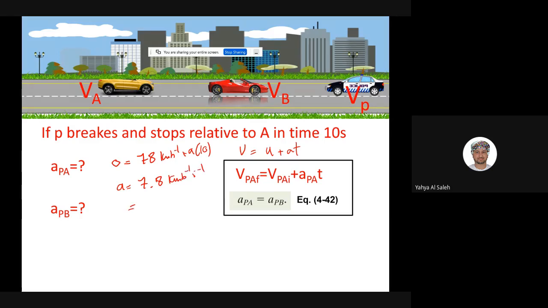Now I have done something very, very stupid because I did not convert from the beginning, which is something I tell you to always, always, always do, which now makes me look like an idiot. So let's do that. 78 kilometers per hour is how many meters per second? Times 1,000 divided by 3,600. That's 21.7 meters per second plus a times 10, which means a is equal to 2.2 meters per second squared. Well done to everyone who did this question correctly. Very well done.